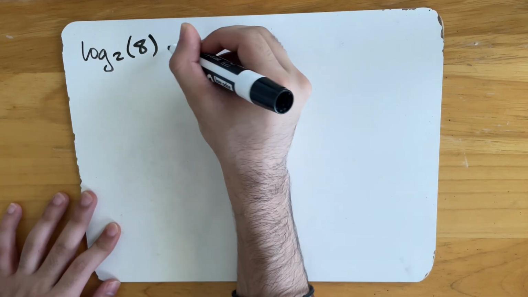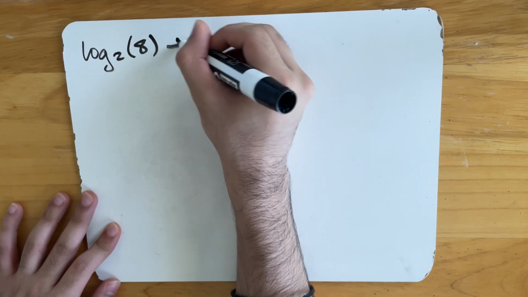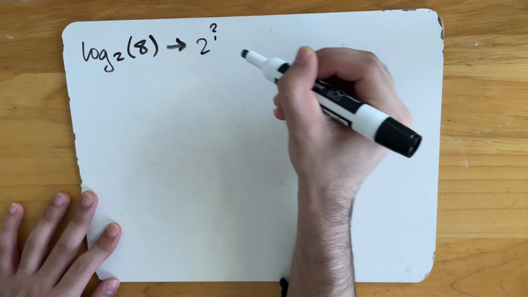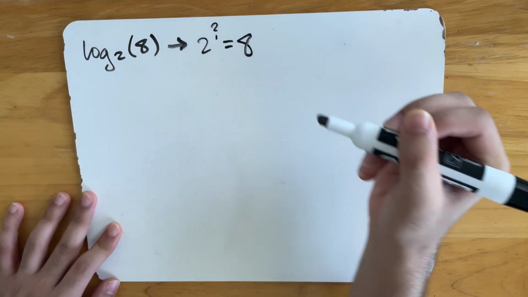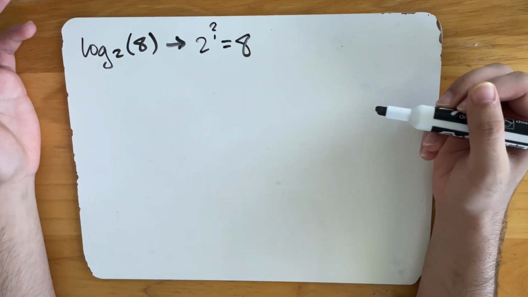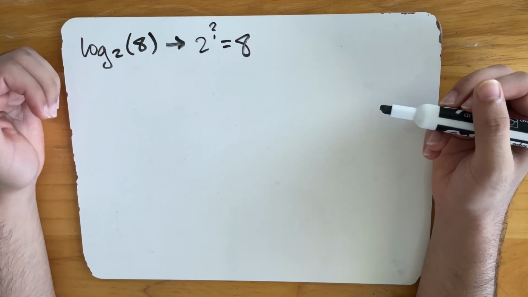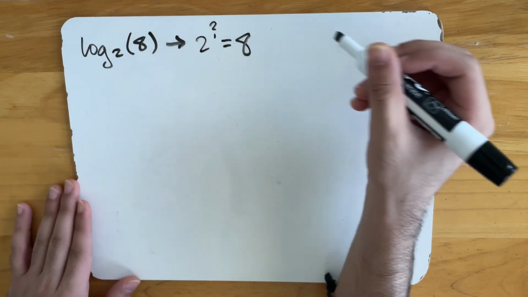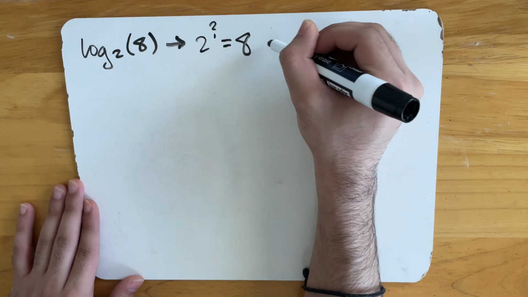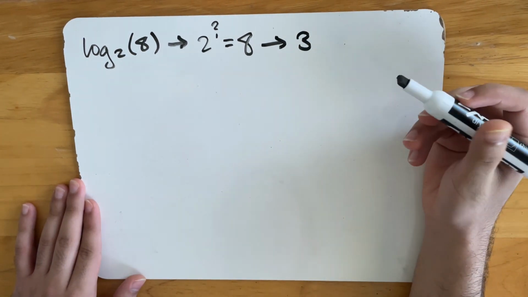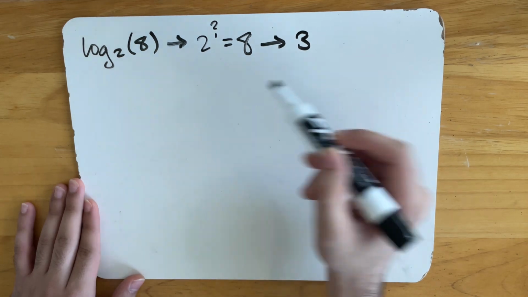I'm going to ask you, once I get my marker to work, 2 raised to what power is equal to 8? Alright, now this should be an easier question, because you're going to think to yourself, 2 to the first power, that's 2, 2 to the second power, that's 4, 2 to the third power is equal to 8. So the answer has to be 3 then. Right? 2 raised to the third power is equal to 8. So that means log base 2 of 8 is equal to 3.